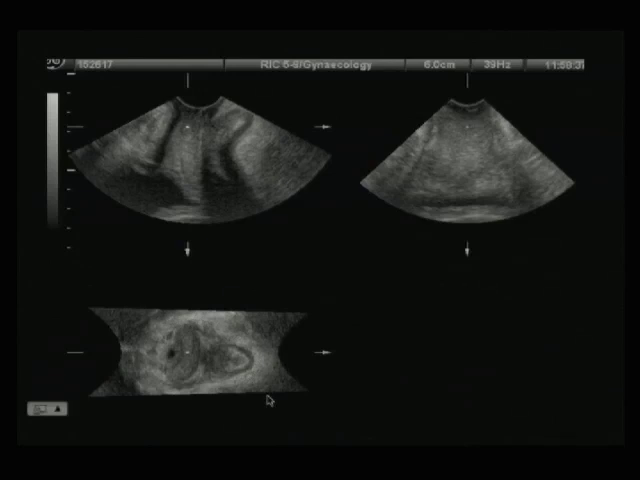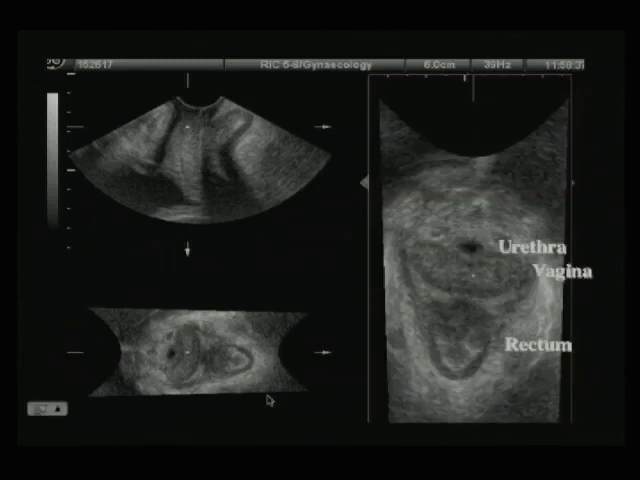And what do we have here? I'm going to turn it right side up for you. We have the floor of the pelvis. We have the urethra, the vagina, and the rectum. This is an image that typically you can only get with an MRI. At least you could only get with an MRI until the advent of 3D ultrasound.